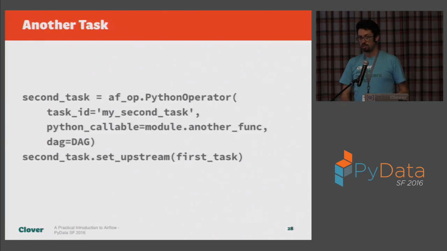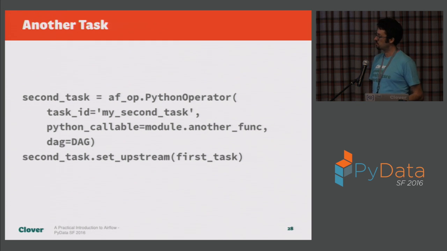So the magic happens when you make more tasks. Here we make a second one. It's also Python, pointed at a different function. But then we do second task dot set upstream first task, and now we have a dependency. The second task cannot run until the first task is completed. Right? And so you can put together as many of these as you want. You can do set upstream, you can do set downstream. But this is how you build up a pipeline with tasks that can run concurrently or have to run in some dependency order.